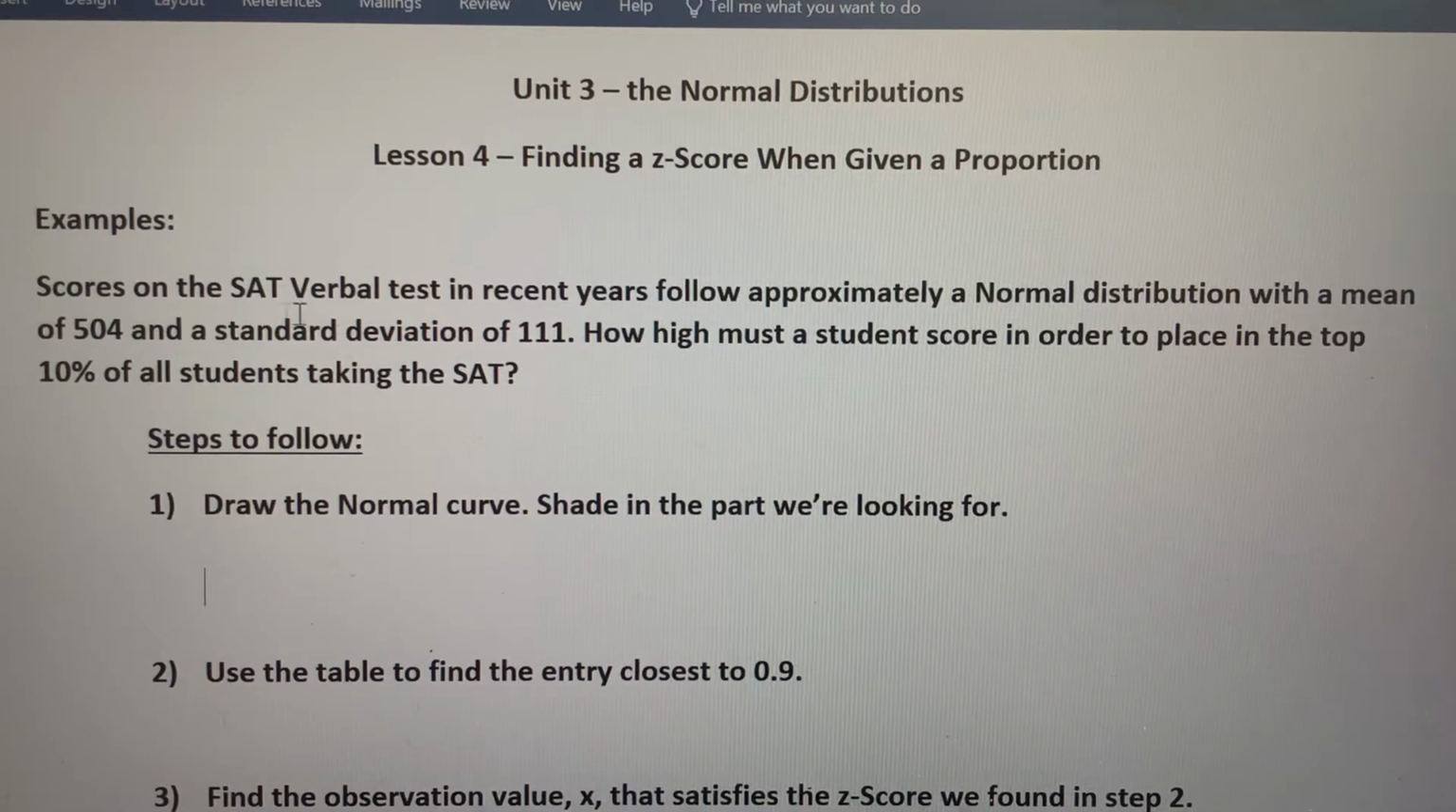All right, so scores on the SAT verbal are normally distributed with a mean of 504 and a standard deviation of 111, okay? The student wants to score in the top 10% of all students taking the SAT.